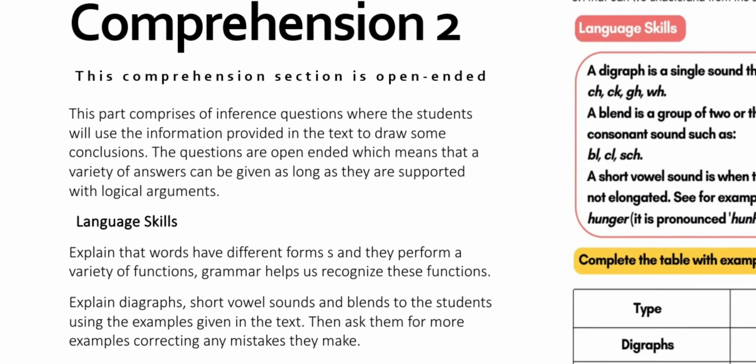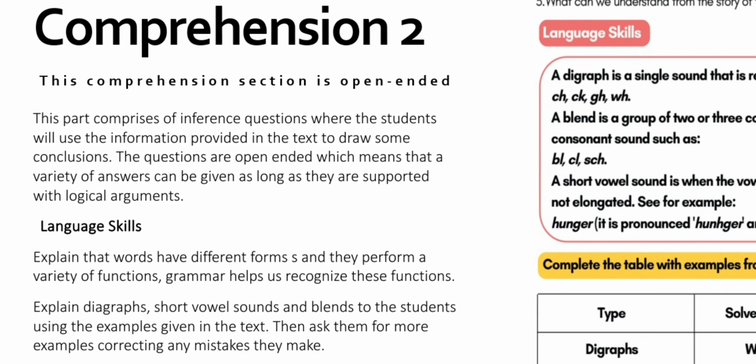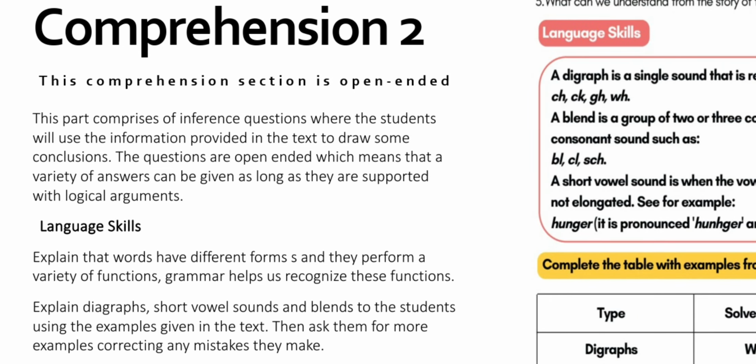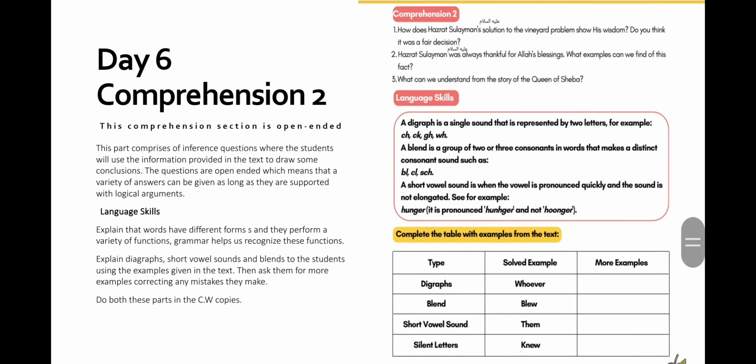The first part comprises inference questions, where the students will use the information provided in the text to draw some conclusions. So the direct answers are not given in the text. The students are inferring. They are reading the text and then gathering the information. The questions are open-ended, which means that a variety of answers can be given as long as they are supported with logical arguments. All this should be done in the class.